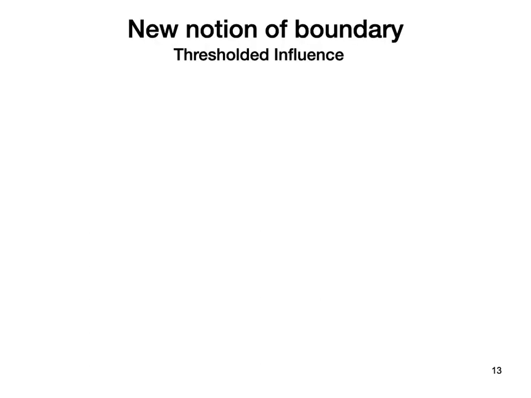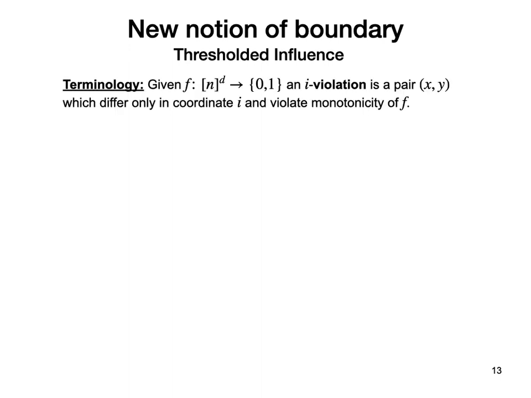The first thing we need to do is define an appropriate generalization of negative influence. What we use is a notion that we call thresholded influence. First I need to give some terminology. For a function f, we say that a pair x and y is an i-violation if x and y differ only in coordinate i and they violate monotonicity of f. In other words, x and y lie on the same line in dimension i, x is below y on that line, and f of x is 1 and f of y is 0.